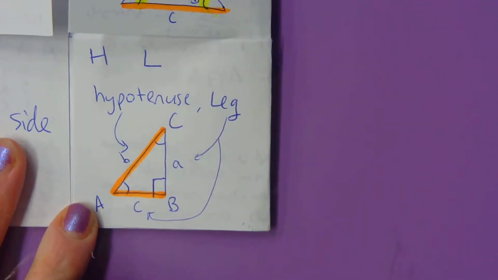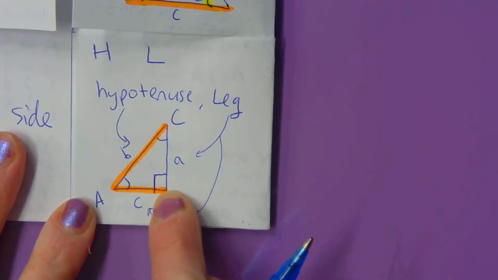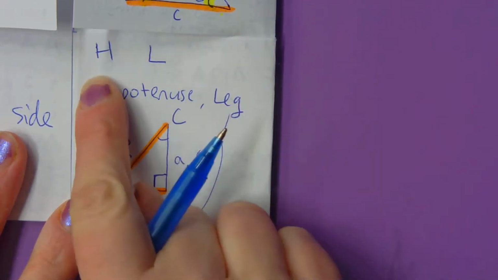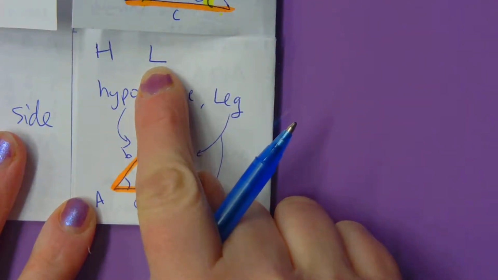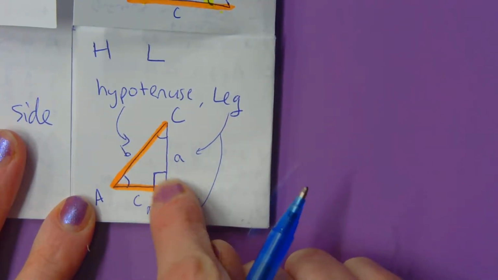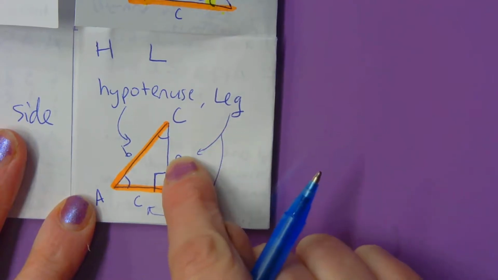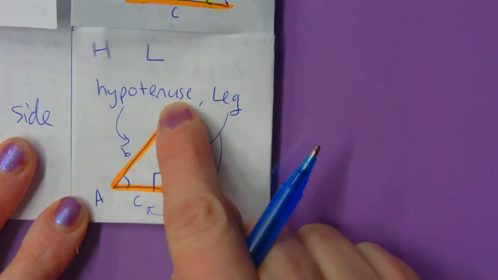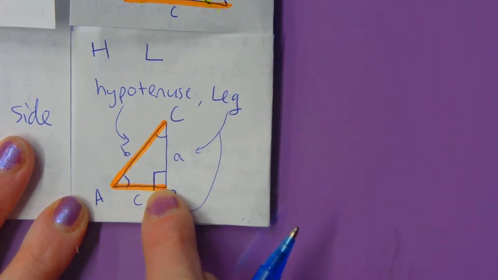So remember, we're looking at right triangles, and this is the hypotenuse leg triangle congruence theorem. And so we have the hypotenuse is side B across from a right angle, leg A is across from angle A, and across from angle C is leg C.